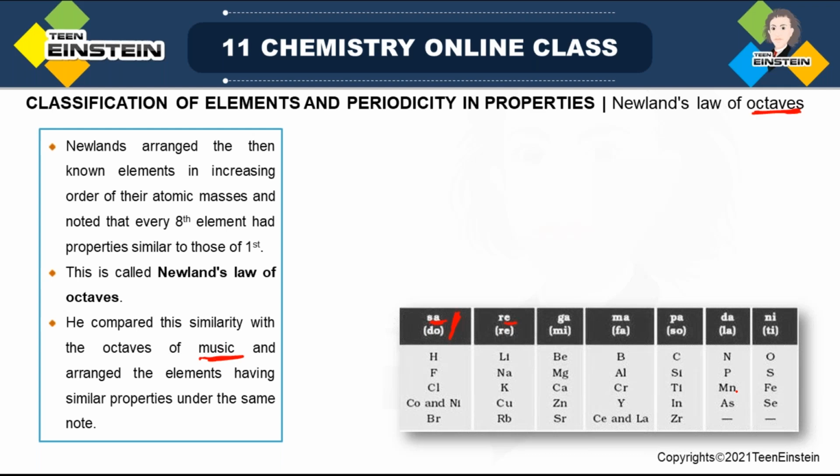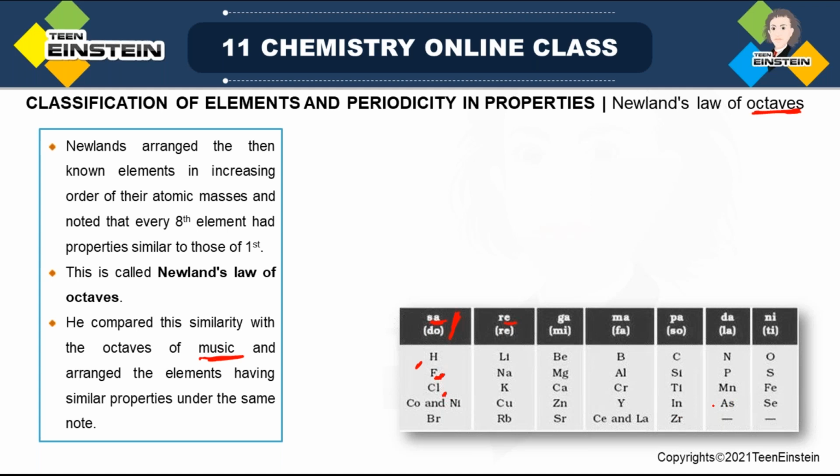When we increase the atomic masses, we observe that for every eighth element there are some similarities in properties. Fine. So the eighth element here is F, which has some similarity with H. Then again, the eighth element, after finishing the second row, is chlorine. So there is some similarity. In this way, we can move on.